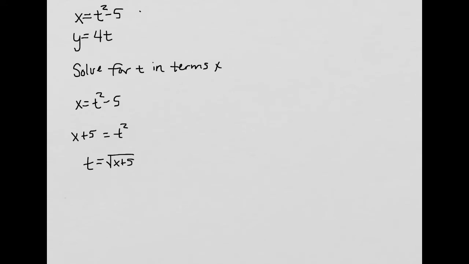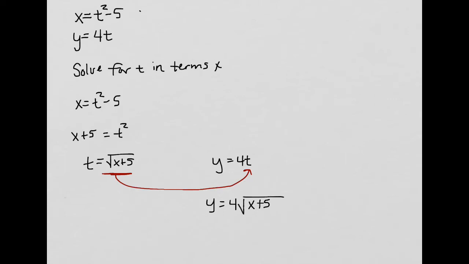Okay? And so if t is just the square root of x plus 5, we're going to look at this parametric equation of y equals 4t, and we're going to substitute it in. I'm going to take this value here, and I'm going to substitute it in for t. And so y is equal to 4 times the square root of x plus 5. Now, there will be different varieties of this, but the basic idea is the same. You're going to solve for t in terms of x and then substitute into y.